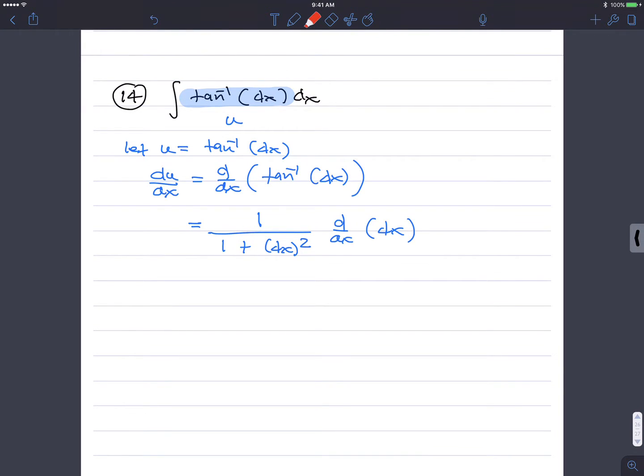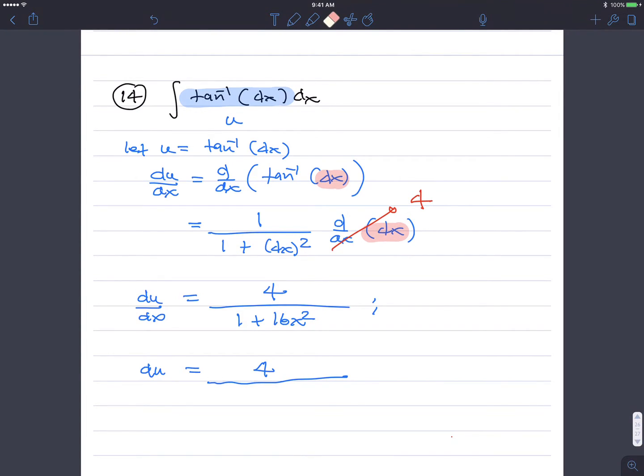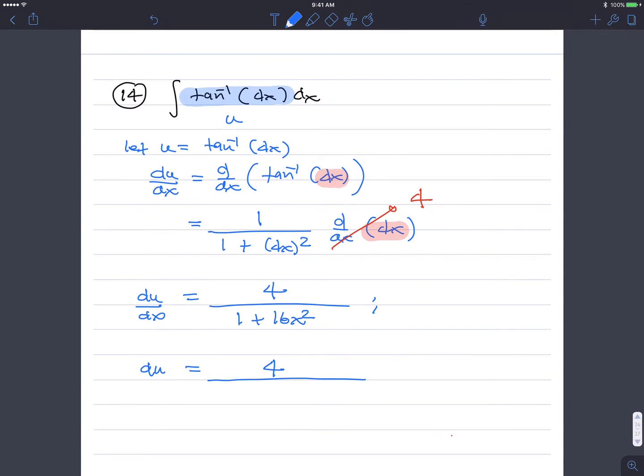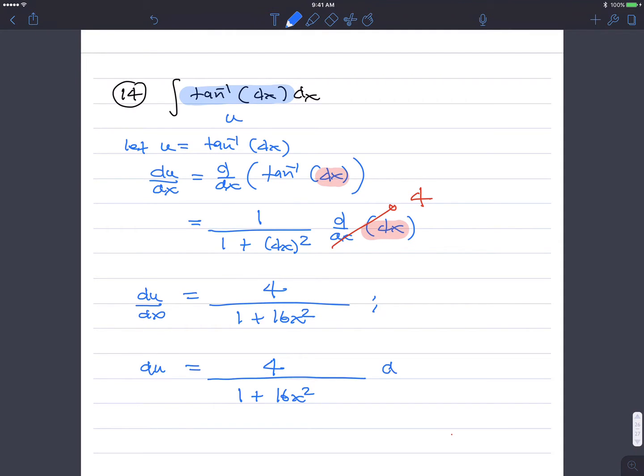Remember, the argument of inverse tangent is another function. This is a function within a function. So therefore, we need to actually perform chain rule. Now the derivative of 4x is 4. So what we see here is du dx will be 4 over 1 plus 16x squared. Or simply that du will be, let's hold on to this, 4 over 1 plus 16x squared dx.